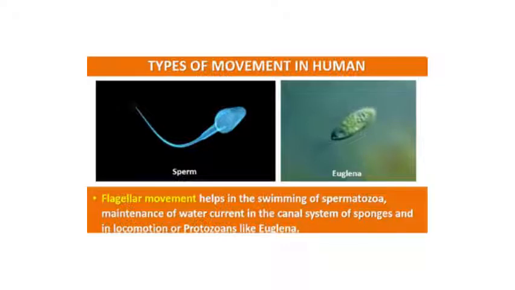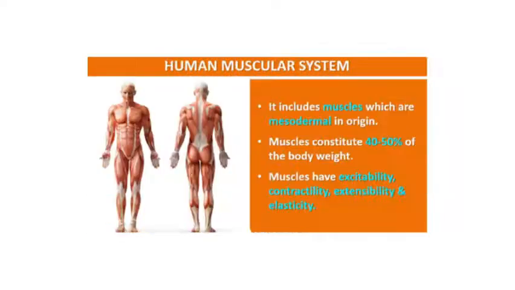We also see flagellar movement. So flagellar movement helps in swimming of these spermatozoa. It helps in maintenance of water current in the canal system of sponges and in locomotion of protozoans like Euglena.